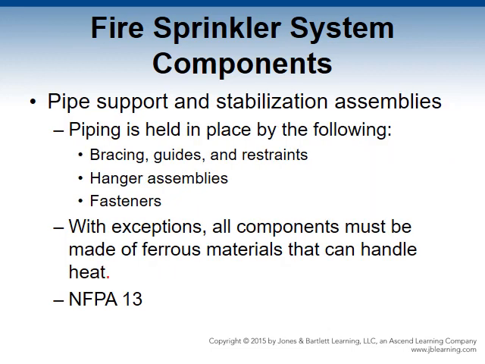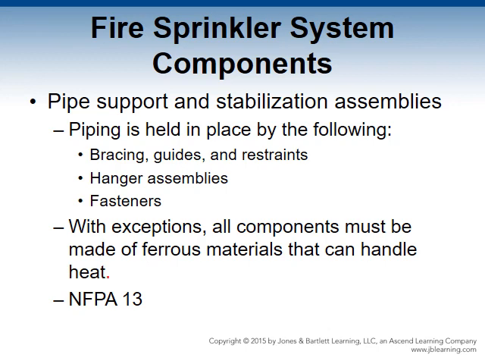Pipe support and stabilization assemblies. The majority of sprinkler piping runs horizontal across a building ceiling. Piping is held in place by the following. Such things as bracing, guides, and restraints hold the pipe in position and prevent movement. Hanger assemblies consist of fasteners or glands, threaded rods, and rings that hold the pipe in place. Fasteners secure other components to the structure and must be of the appropriate type.